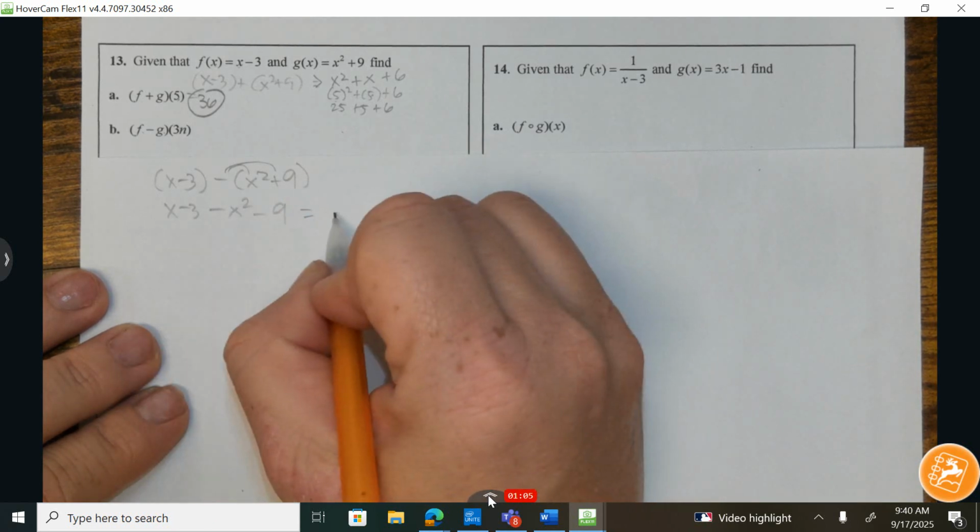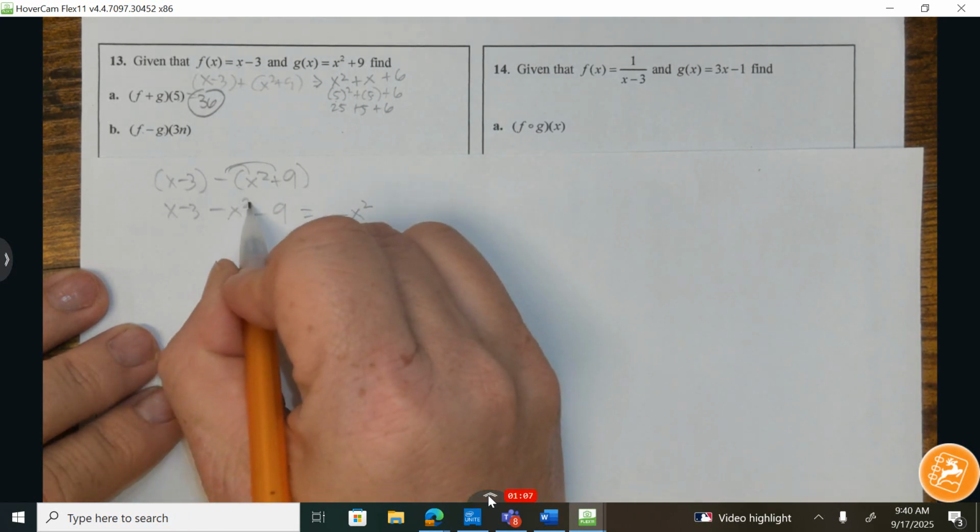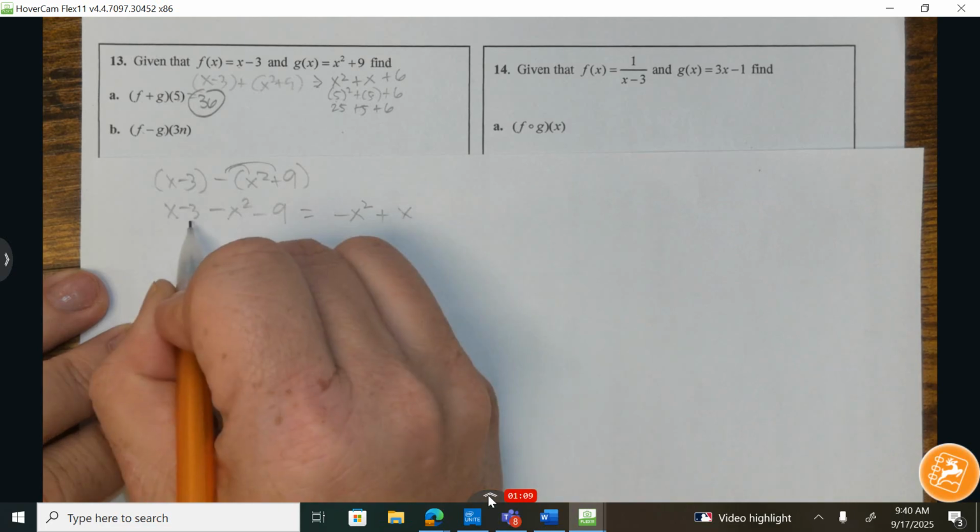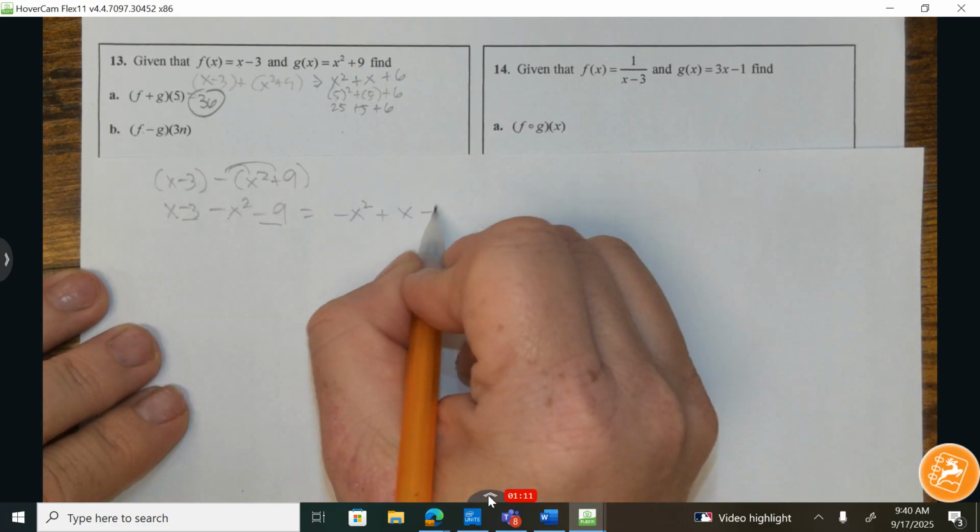Okay, I'm going to write this in standard form. That means I'm going to order it. So I have the x squared, a positive x, a negative 3, and negative 9 is negative 12.